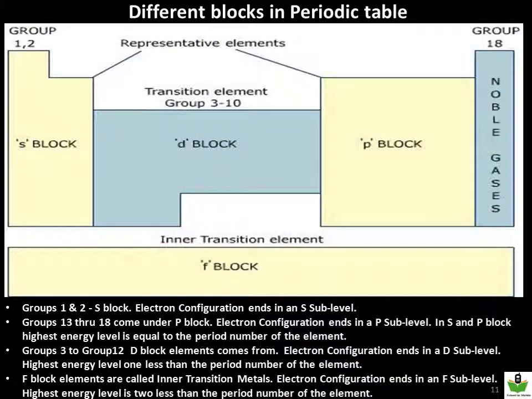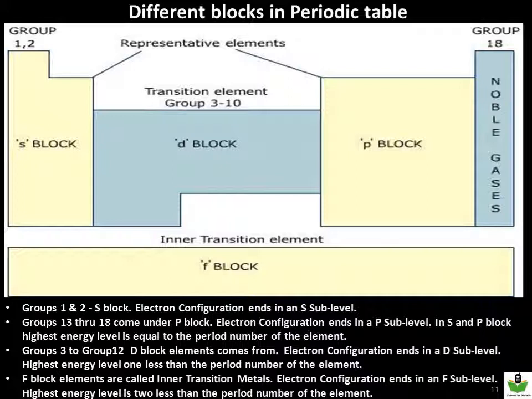Different blocks in the periodic table. Groups 1 and 2 come under S block. Electron configuration ends in an S sublevel. Groups 13 through 18 come under P block. Electron configuration ends in a P sublevel. In S and P block, highest energy level is equal to the period number of the element.